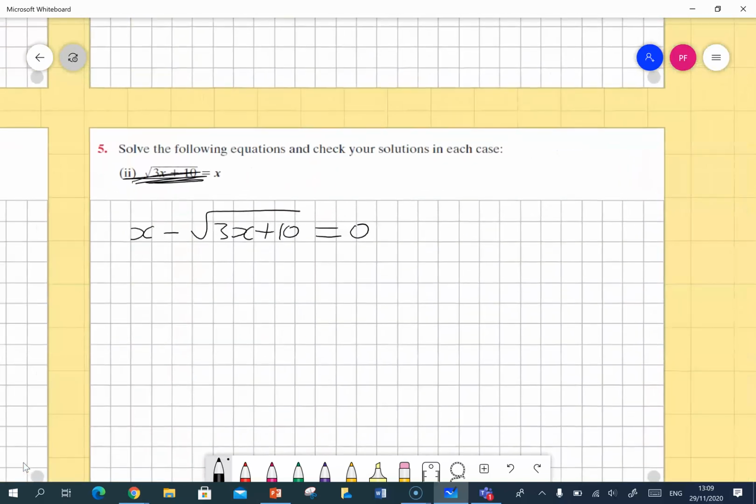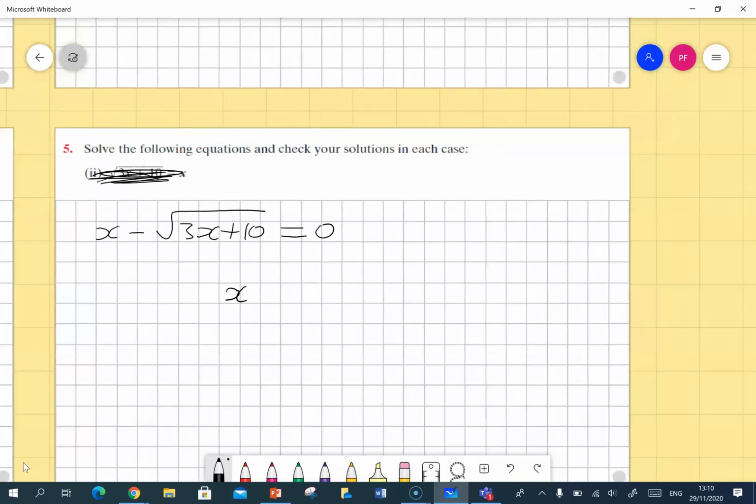Let's look at another version of this. We've got x minus the root of 3x plus 10 equals 0. Now, there's only one surd here, so it's type 1. And the rule for type 1, as we said, isolate the surd so it's on its own. So we'll bring the surd over and it'll become positive root 3x plus 10.